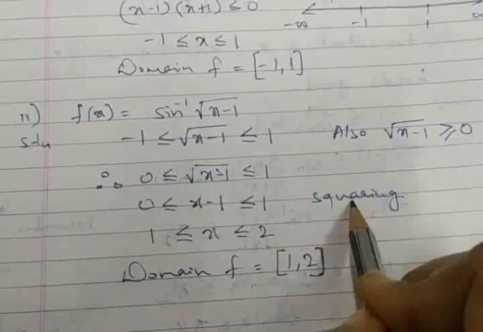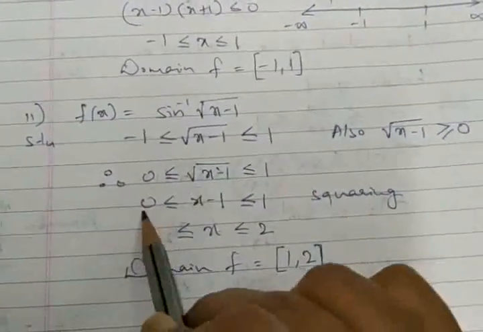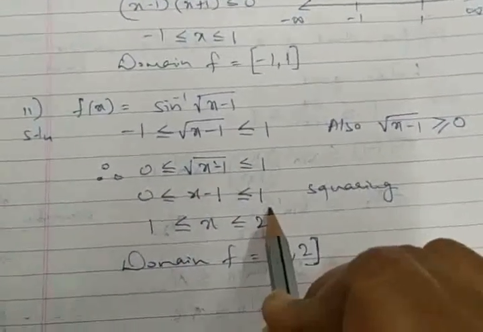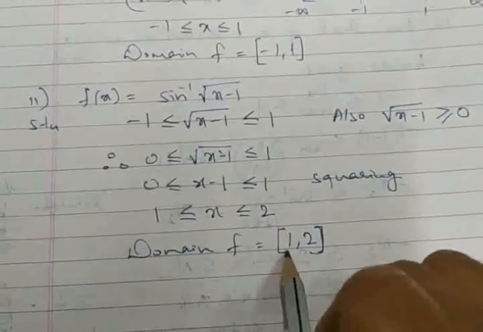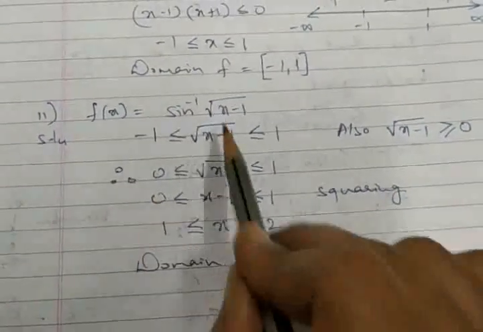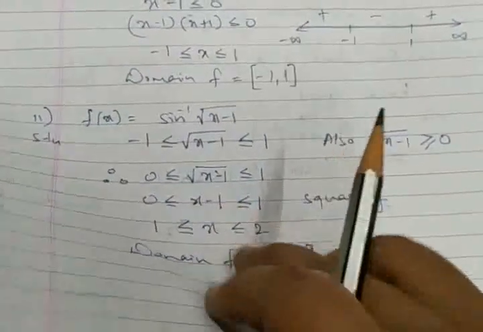And again, squaring all the terms, we're left with 0 less than or equal to x minus 1 less than or equal to +1, as it is. So solving it, we will find the result to be [1, 2], a closed interval. The solution for this question is the domain for this given function. So this is how we wind up the answer.